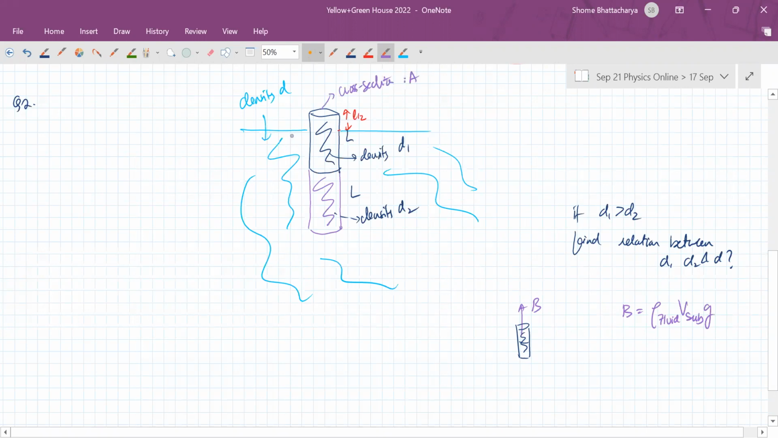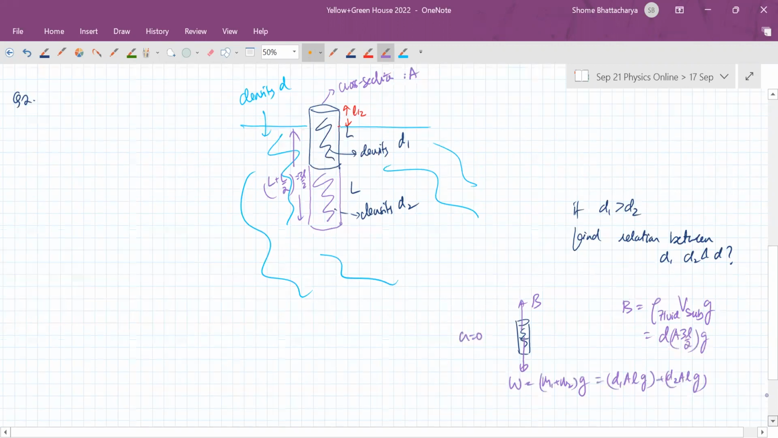So the submerged part has a total length of how much? L plus L by 2, or 3L by 2, and the area is A. So this will become D into area into 3L by 2 into g, right? And then the weight is basically (M1 plus M2)g, and this is keeping it in equilibrium.